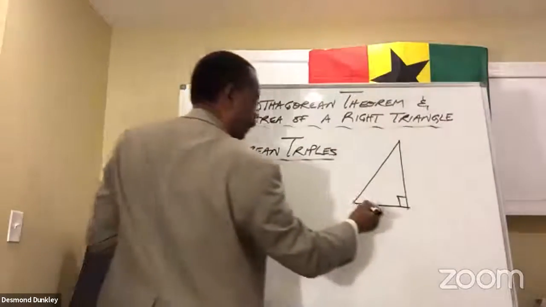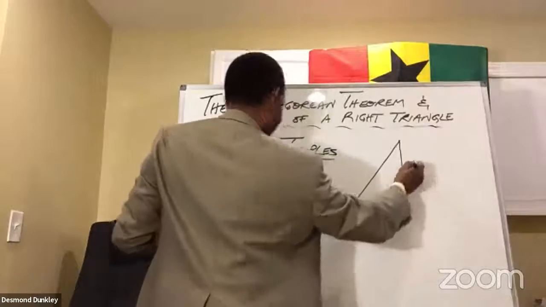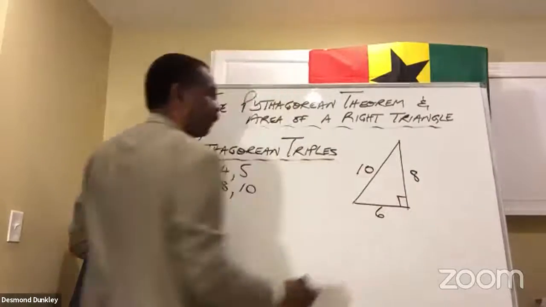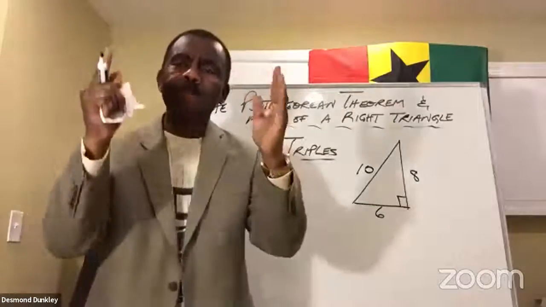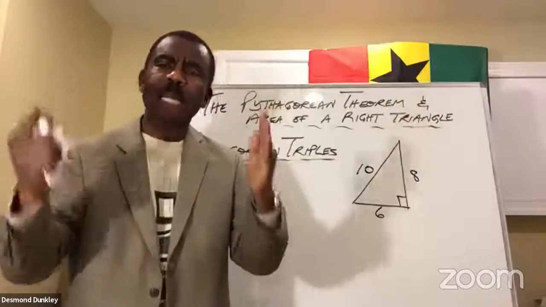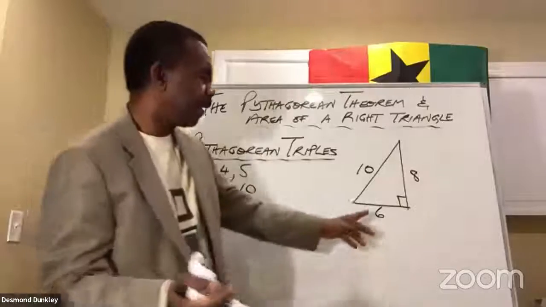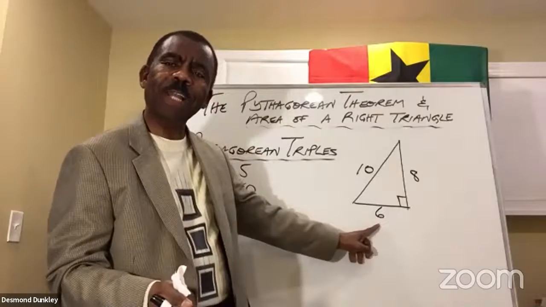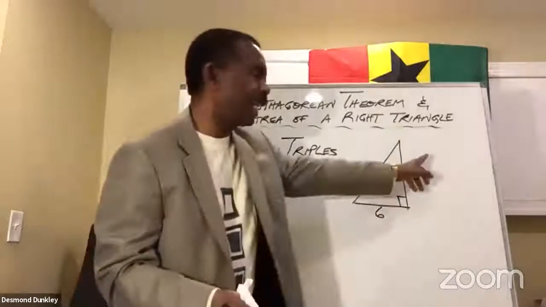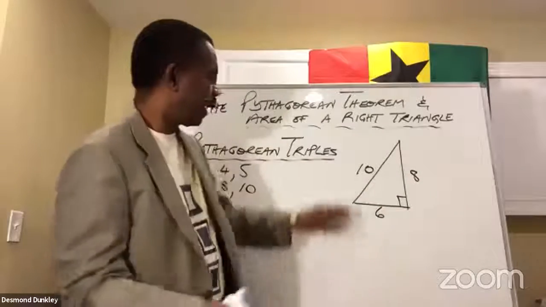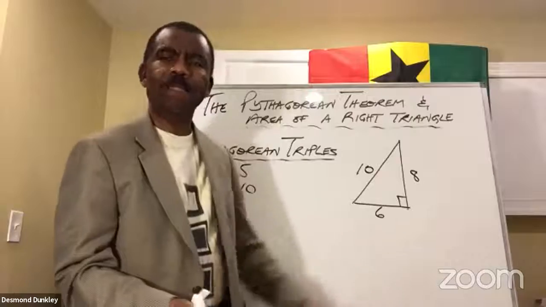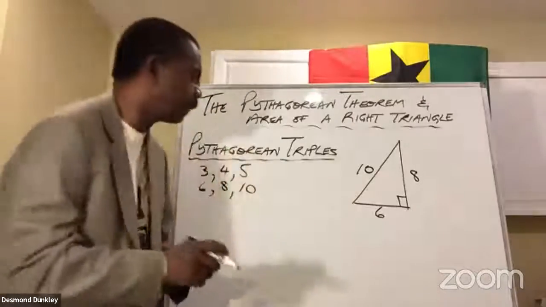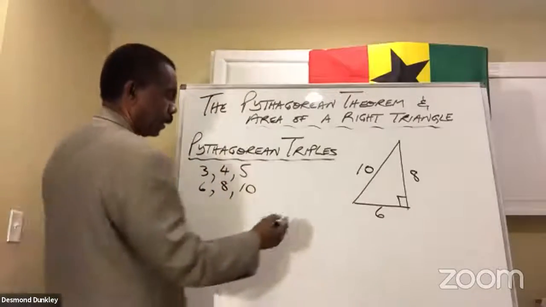So we have 6, 8, and 10. Aren't you impressed that I'm trying to make sure that the length of my sides are proportional? If I put 6 here, it should not be longer than the side that's 8. If this is 10, it should not be shorter than the side that is 6. I'm trying to make it proportional. So let's see what happens.